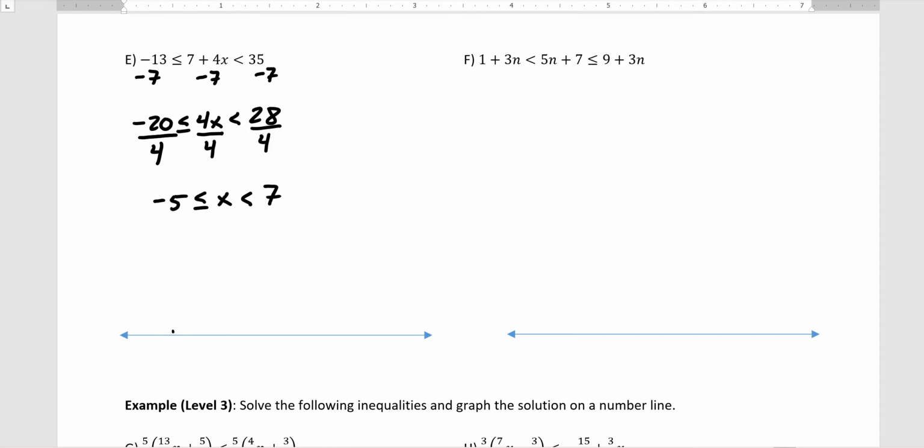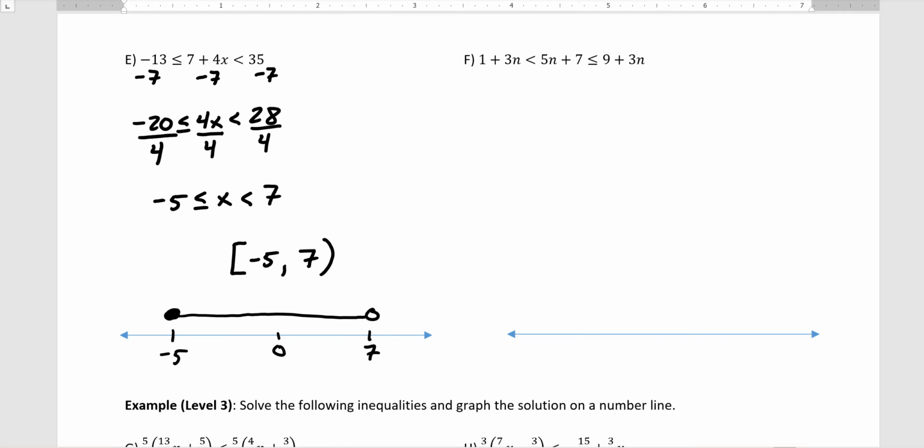So on my number line, I can plot negative 5. Go ahead and plot 0 just to be cute. Plot 7 there. Negative 5, closed circle since it's less than or equal to x. 7, oh no, that needs to be an open circle since it is strictly less than. And then I would just connect my dots like so. There we go. With that being said, in interval notation, I'd have a hard bracket, negative 5, and then 7 with a soft bracket.